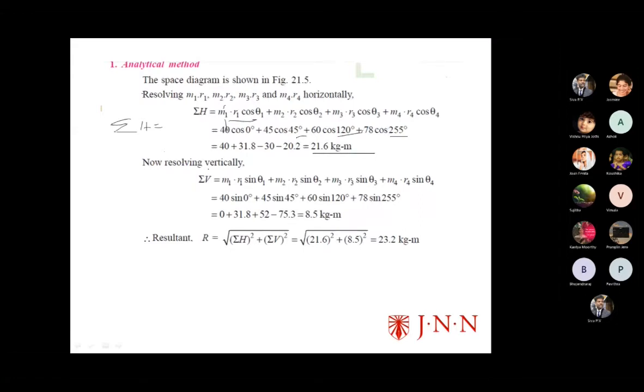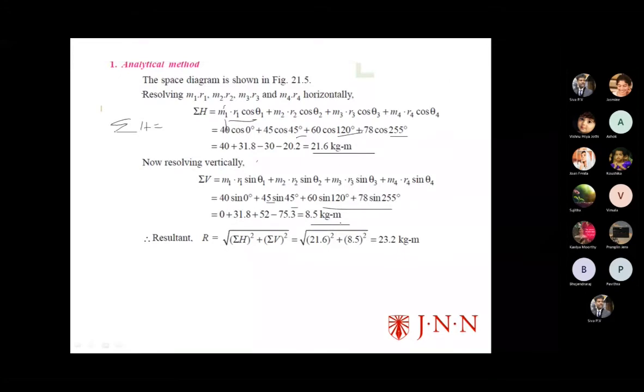Now resolving vertical forces. For the same forces, we should consider all forces horizontally, and all forces vertically. So resolving vertical forces, summation of V equal to M1 R1 sin θ1 plus M2 R2 sin θ2 plus M3 R3 sin θ3 plus M4 R4 sin θ4. So M1 R1 40, θ1 0, but cos is horizontal, sin is vertical. So sin θ 0, M2 R2 45, sin θ2, sin 45. Similarly substitute the corresponding values and finally we will get summation of V equal to 8.5 kilogram meter.